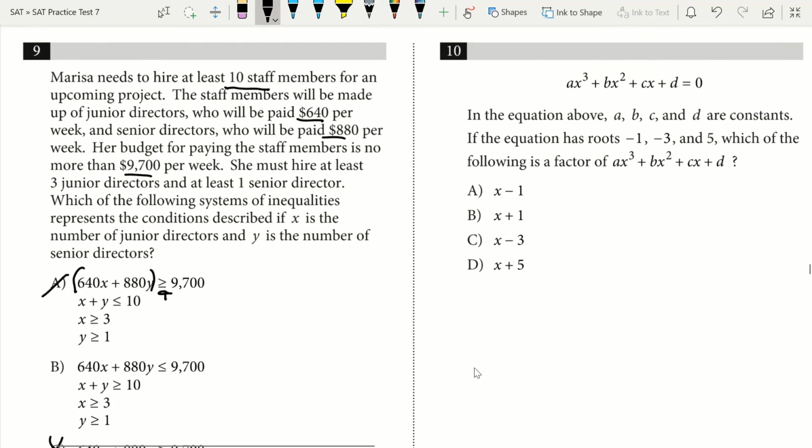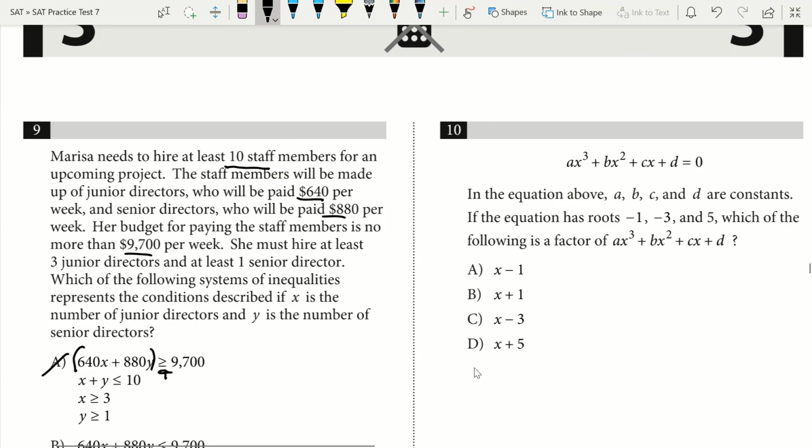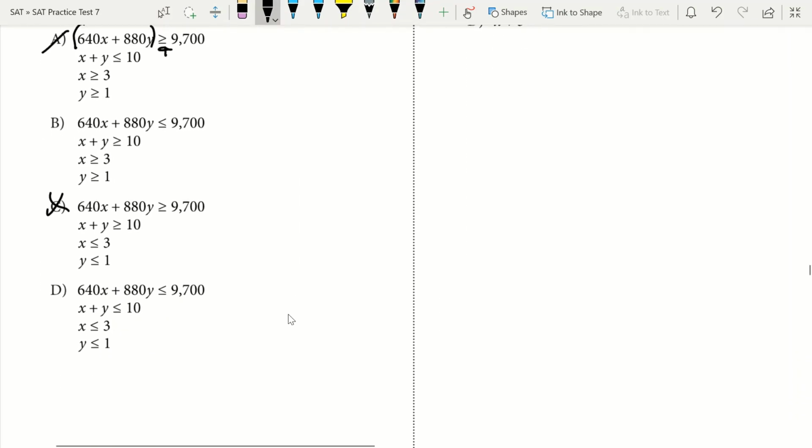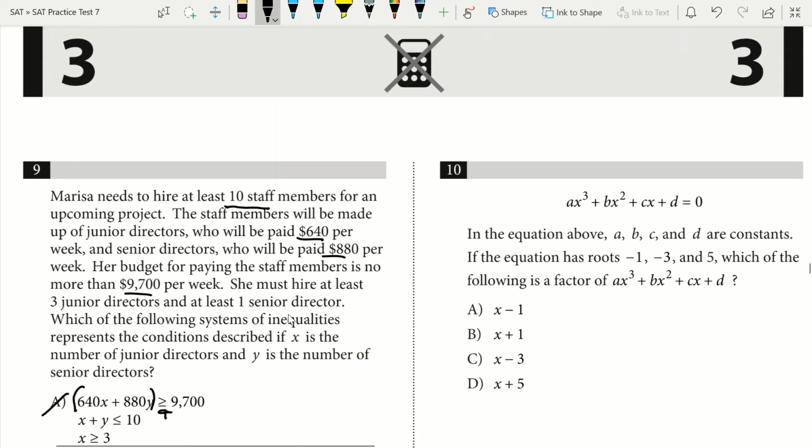Now I also know that X plus Y, our total number of staff members, has to be at least 10, so X plus Y has to be greater than or equal to 10. I see that I have that in answer choice B, but not in D, so my answer is going to be B. All right, question 10.